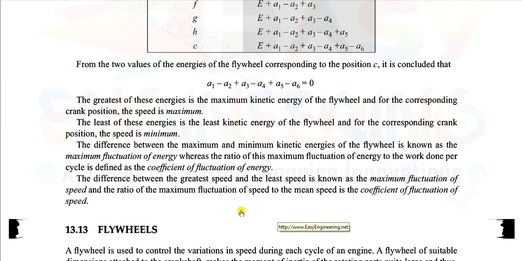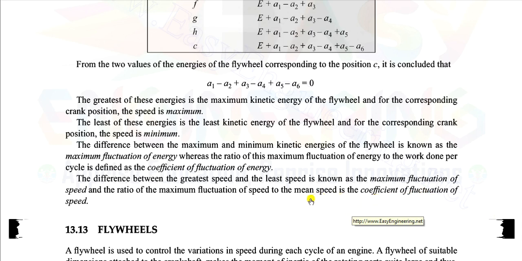Four. Maximum fluctuation of speed, the difference between max and minimum. Then the coefficient of fluctuation of speed: that is, the maximum fluctuation of speed to the mean speed ratio is the coefficient of fluctuation of speed.